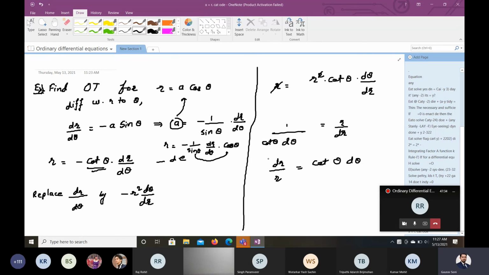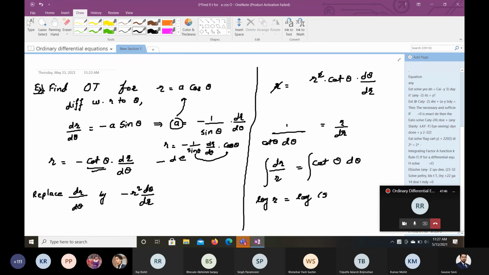This is variable separable form. Integrating, you'll get log r is equal to log of sine theta plus log of c. Again, I can simplify this, and what I will get is r is equal to c times sine theta. Clear? Yes, sir.